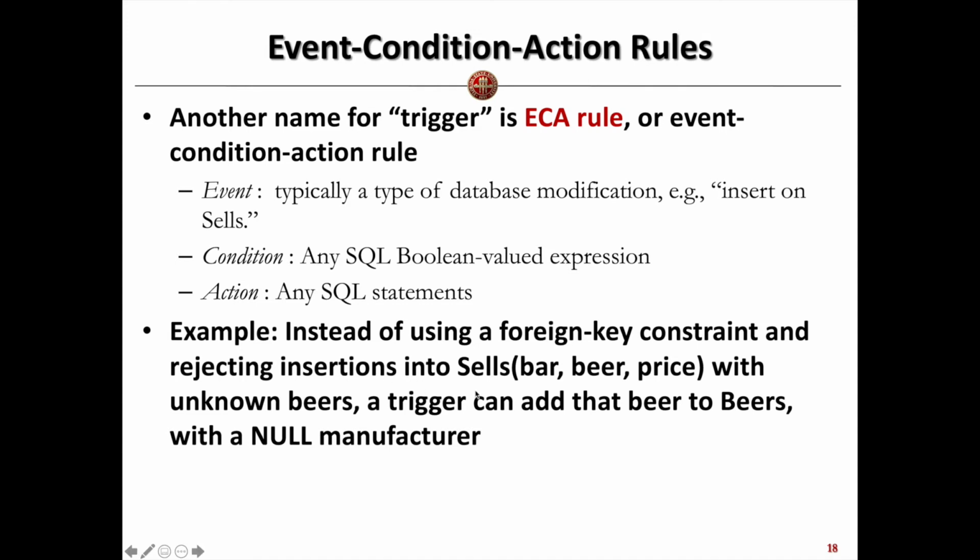If we insert into the sales table with an unknown beer, we can define a trigger. We can add this beer to the beers table, because we know the beer name, right? But right now we don't know the beer's manufacturer, so we can add a null manufacturer to the table instead. So this is a trigger we can define for this kind of insertion into the sales table, right? Then how can we define this trigger?